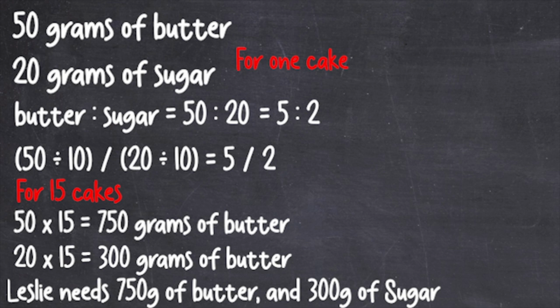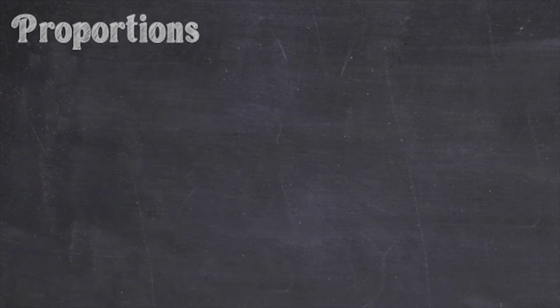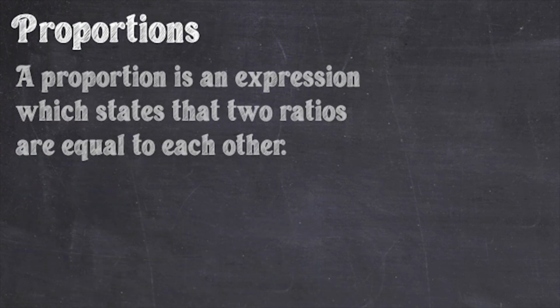And that's it! Now you know how to write ratios out for all kinds of problems. Let's move on to proportions. A proportion is an expression which states that 2 ratios are equal to each other. In math, we use the word equivalent to describe this. When 2 ratios are equivalent, they are said to be in proportion.